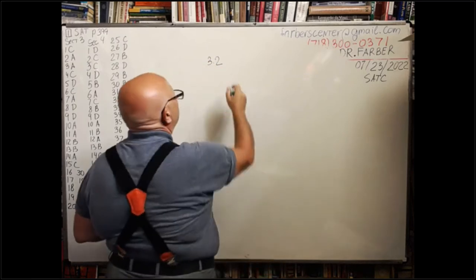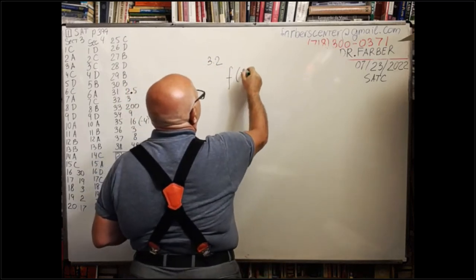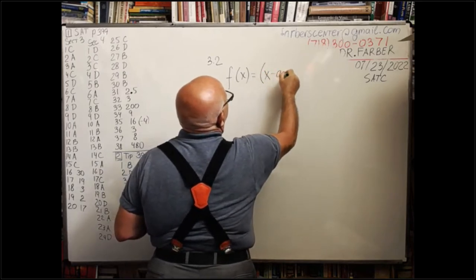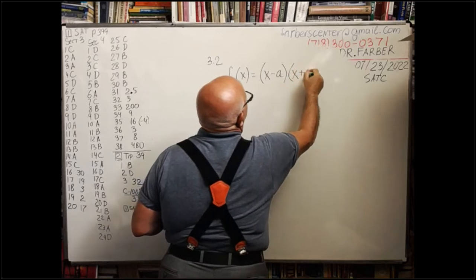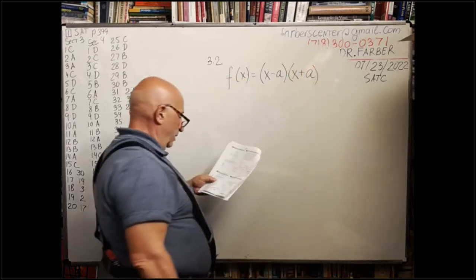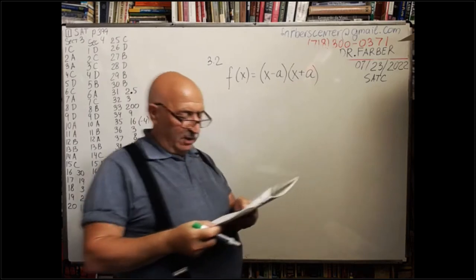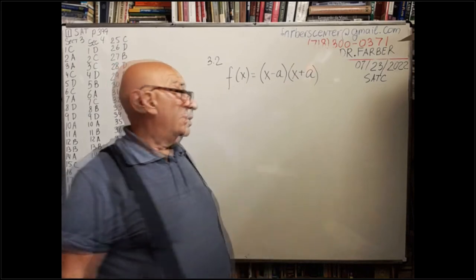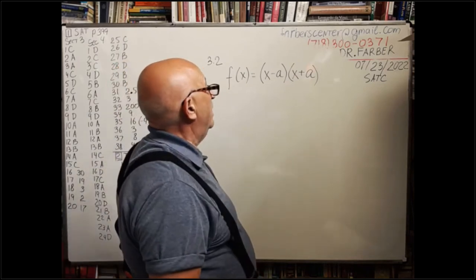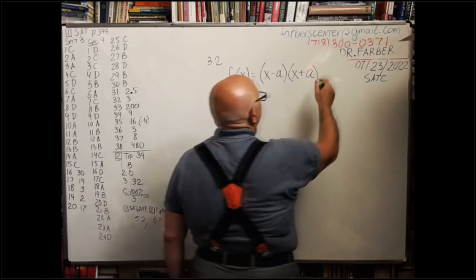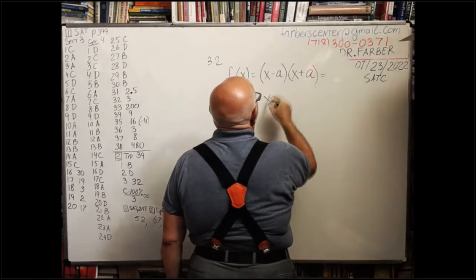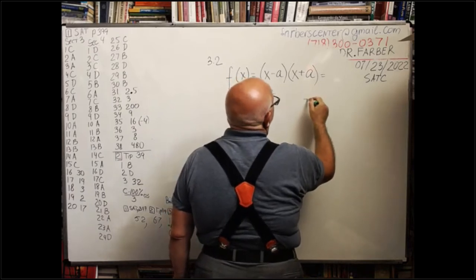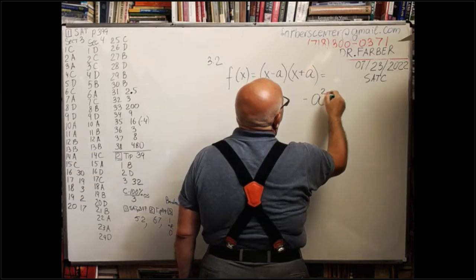3-2. The given function is x minus a times x plus a. The question is, for the quadratic expression above, what is the coefficient of x? Well, this is a bridge formula, a minus b times a plus b. And you have x squared minus a squared. Let me make some space here. Everybody knows this, right?